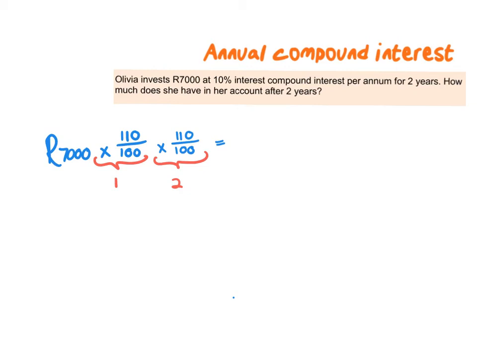And if we type this in on our calculator, we see that after a 2-year period, she has 8,470 Rand. You can also work it out for after the first year and then add 10% on. That's just a slightly longer method, but you will get to the same answer.